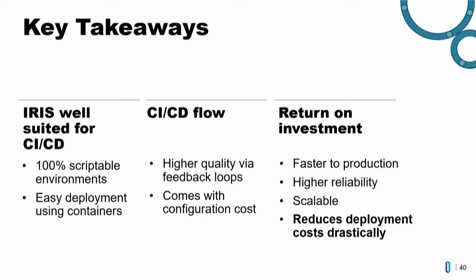The first step is, of course, IRIS is very well suited for CI/CD because it's 100% scriptable. And the combination with containers makes it possible to reduce the number of lines in the pipelines because there is a lot of Docker automation already there. For the CI/CD flow, we see a lot of advantages as well. Because of the multitude of feedback, the quality gets much higher. Many more bugs are detected before they go to production.